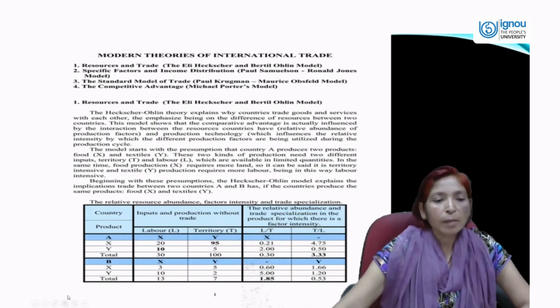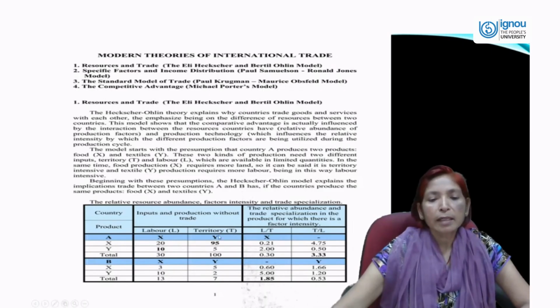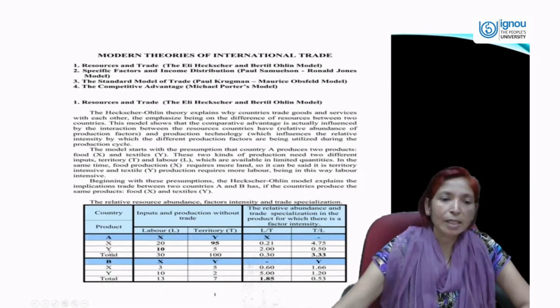Here in this table, there are two products, X and Y. Cost is labor and territory, meaning land. If X is a commodity, we are using 20 labor but 95 land because it is food. If we want to produce food, then we need more land rather than labor. And for the production of textile, more labor, 10, and less land, 5.